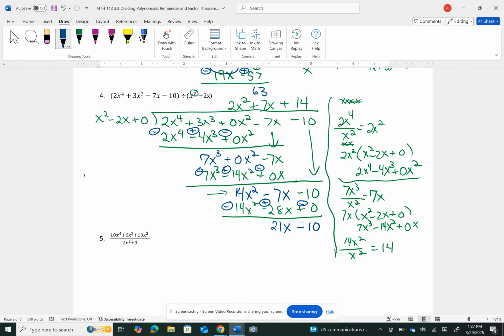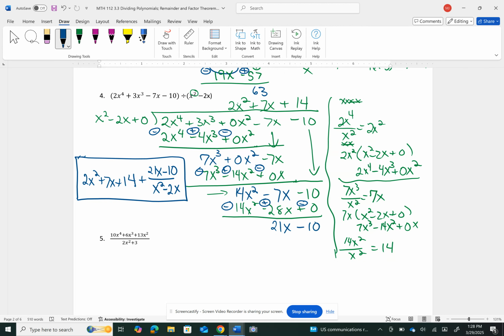So your answer would be the quotient, 2x squared plus 7x plus 14, plus the remainder, which was 21x minus 10, over what you were dividing by, x squared minus 2x. So that would be our answer to this one.